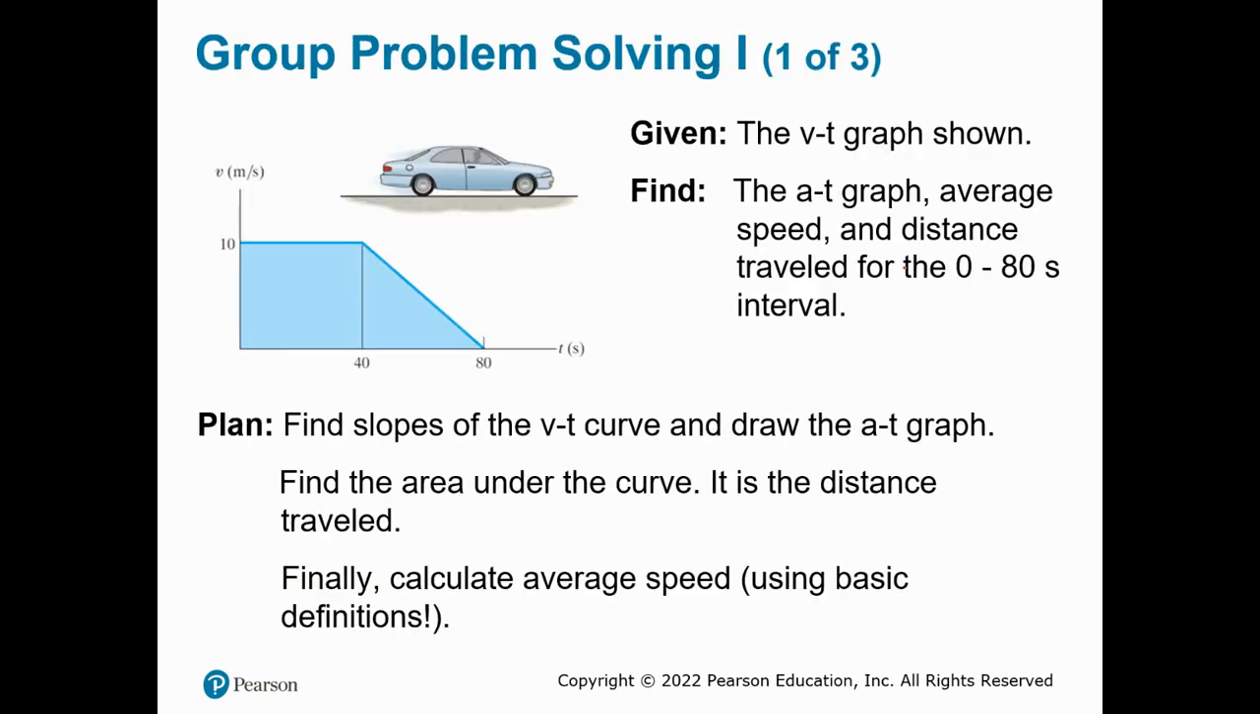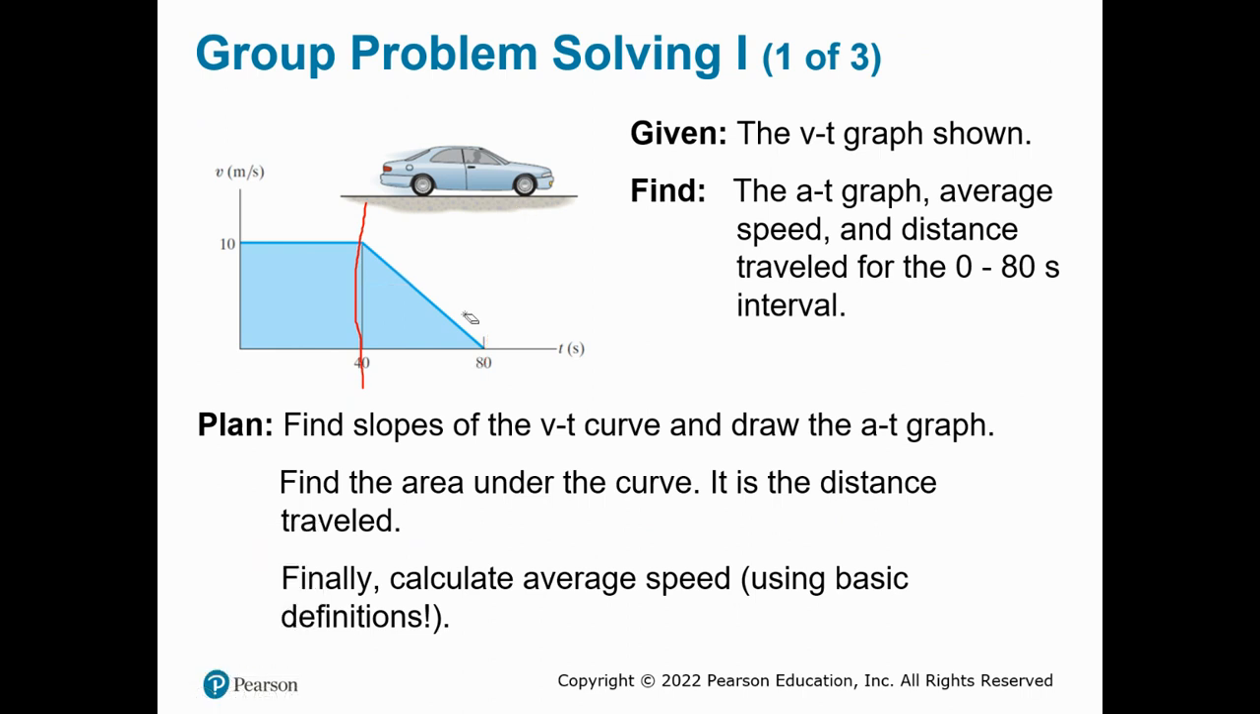Next problem right here, we have a VT graph. The VT graph is given to us. From the VT graph, we're going to find the AT graph, okay? Find the acceleration of what's going on in this graph and also the average speed and distance traveled from 0 to 80 seconds. We're going to break it into two parts, okay? 0 to 40 seconds is part one, and 40 to 80 seconds is part two.